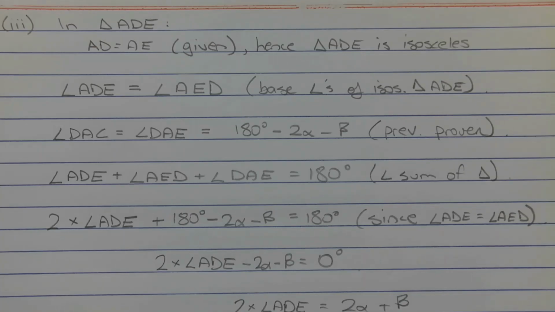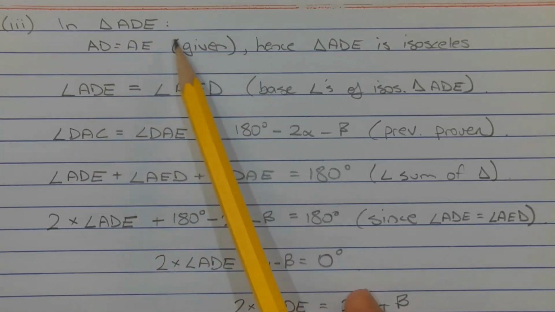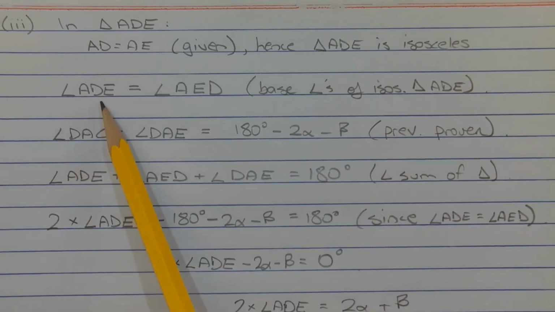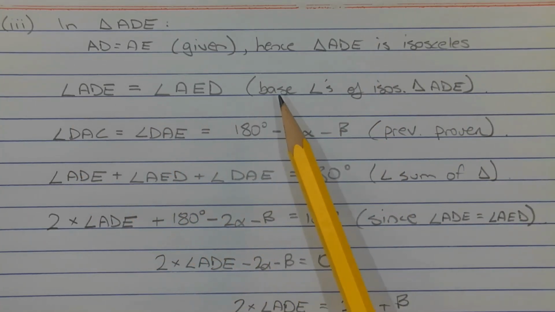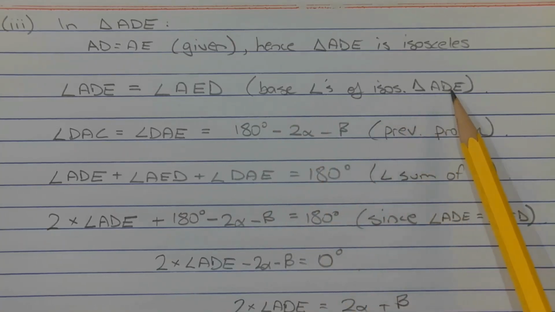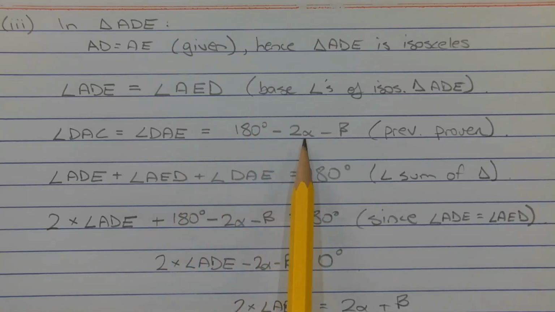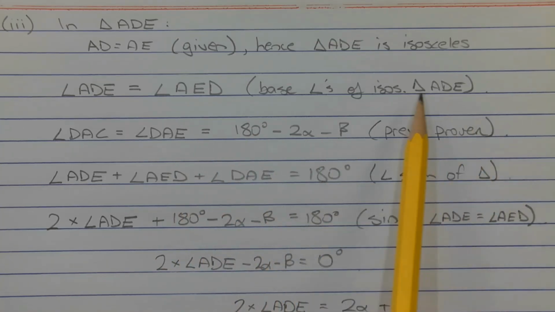So going through the proof, in triangle ADE, AD is equal to AE, and that's given in the question, hence triangle ADE is isosceles. Angle ADE is equal to angle AED, because they're the base angles of isosceles triangle ADE. Now angle DAC is equal to angle DAE, which is equal to 180 degrees minus 2 alpha minus beta, and that was previously proven in part 2.